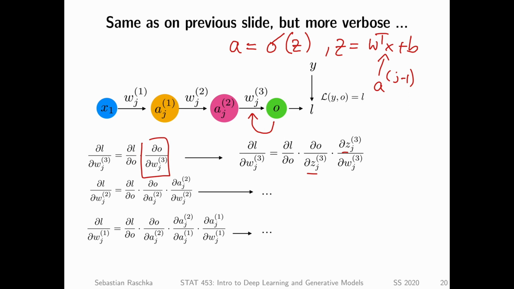So the partial derivative of the output with respect to the weights can be done in two steps: the partial derivative of the output with respect to Z, and then the partial derivative of Z with respect to the weights.